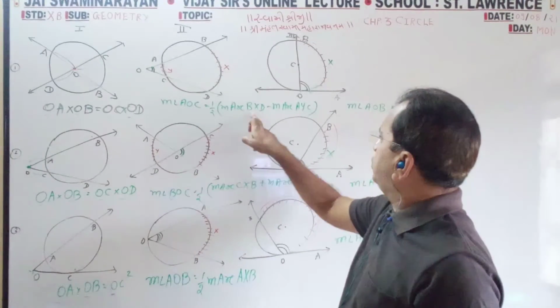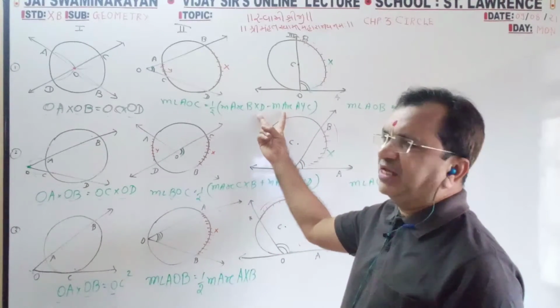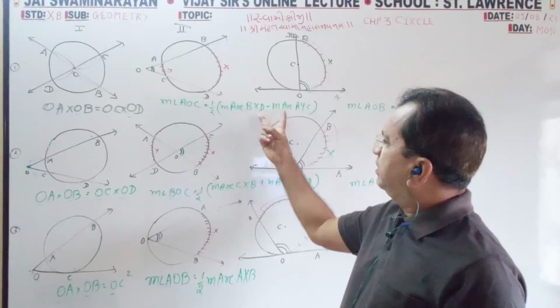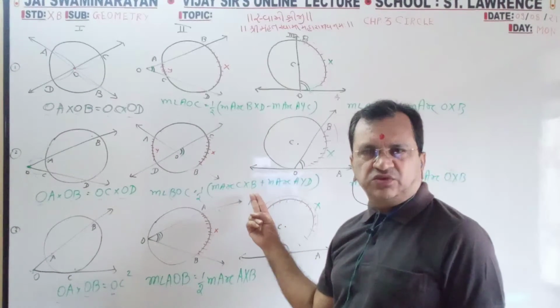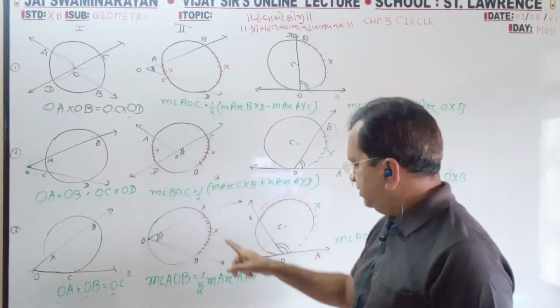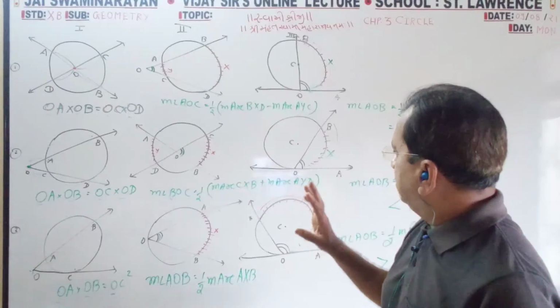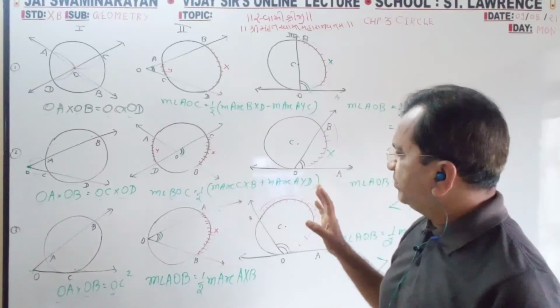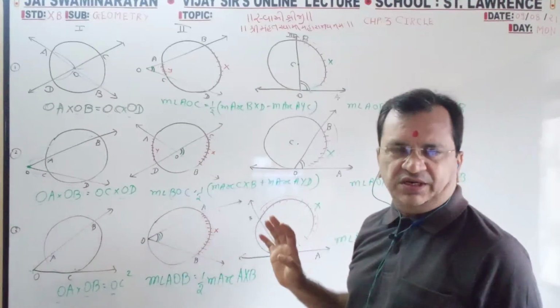Here also 1, 2, 3. Out of 3 they will give 2 numbers. If these 2 numbers are given, find the difference and make it half. If these 2 numbers are given, make the total into half. And here only 1 arc. So first take the screenshot, or you can write, so that you know which mark I have given. That is very important.